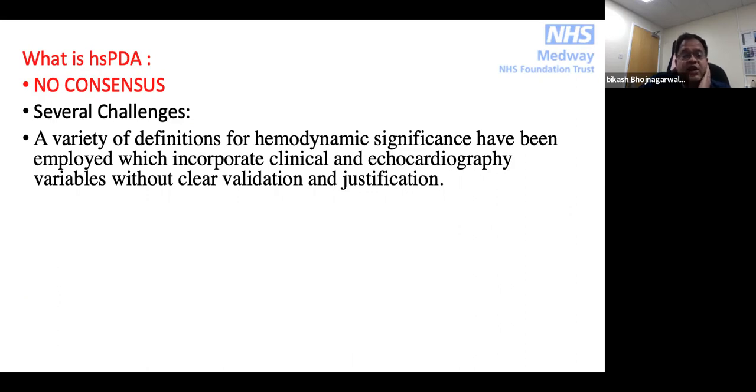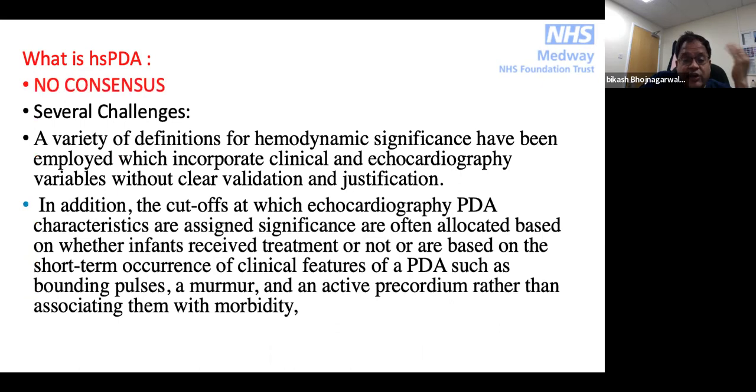A variety of definitions for hemodynamic significance have been used, which incorporate various clinical and echocardiographic variables, but most of them are not validated properly. And the cutoffs used on these echocardiographic PDAs to assign significance are often based on whether infants receive treatment or not, and on short-term outcomes rather than long-term morbidities. So not many trials have tried to identify these cutoffs for echocardiographic parameters properly.